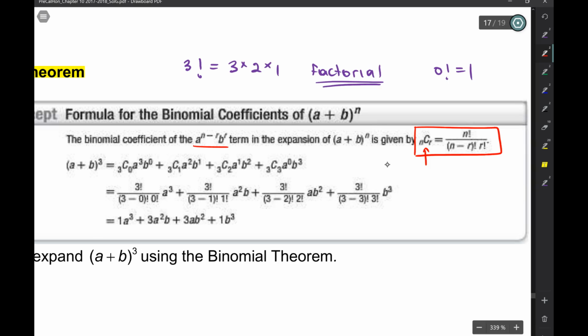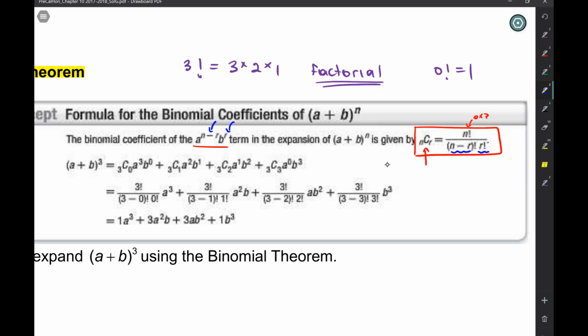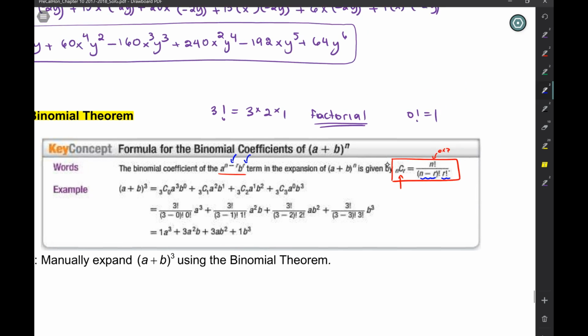It's n factorial, where n in this case is our exponent, right? It's n factorial over n minus r factorial, r factorial. Look at this: n minus r factorial, r factorial. Oh my God, how cute. Like it all fits in a neat little box, okay? So that's how we generate our coefficients.